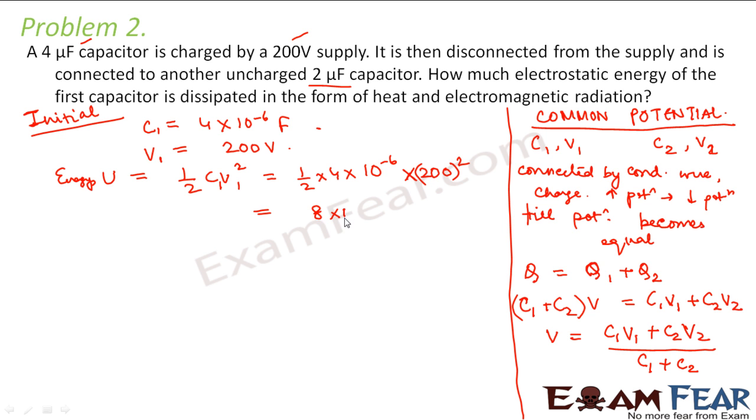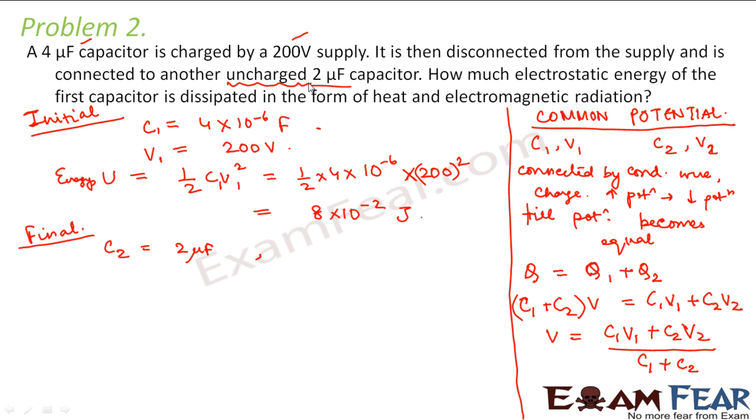So this comes out to be 8 into 10 to the power minus 2 joules. Now what happens in the final scenario? So that was the initial scenario. In the final scenario, this capacitor is removed from this and the capacitor is connected to another capacitor. So the 4 microfarad capacitor is now connected to another capacitor, that is C2, which is 2 microfarads.